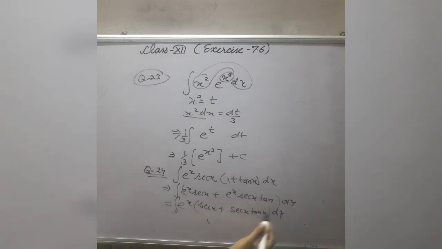And all of you know that the derivative of secant x is secant x into tangent x. So this is f x and this second function is f dash x. So this complete integration will be e raised to power x into f x, meaning secant x, plus integration constant c. So with this sum, this exercise is completed. I hope all of you understood this exercise. This is the most important topic of integration. Thank you.